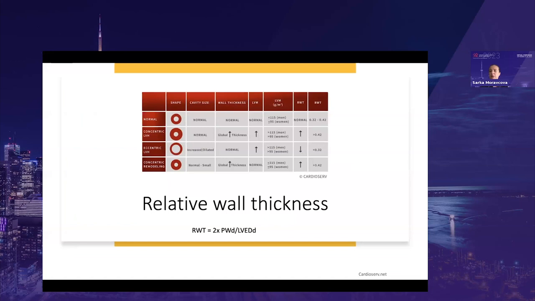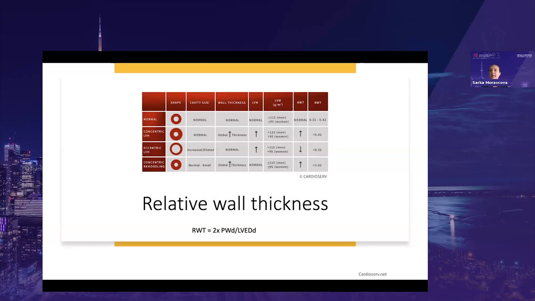The ASC recommends to comment on left ventricle geometry. So two types of left ventricle hypertrophy are recognized, eccentric and concentric. In eccentric, the left ventricle chamber enlarges proportionally with the increasing wall hypertrophy, and in concentric, the chamber size remains normal, but the wall thickness increases.